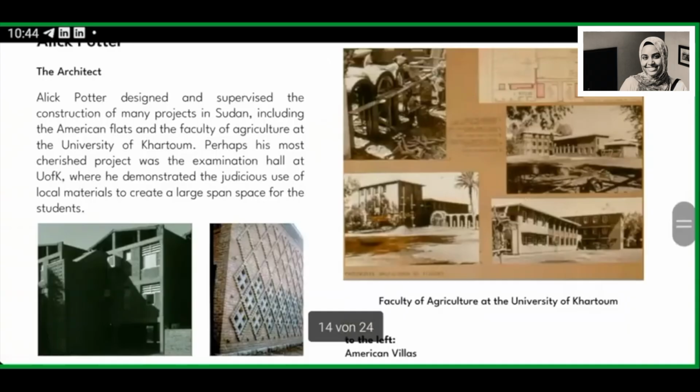So Alec designed and supervised, during his time in Sudan, the construction of many projects, especially for the University of Khartoum. He designed the American flats and some housing constructions. But one of the most remarkable and most cherishable of his projects was the construction of the exam hall here in Sudan.